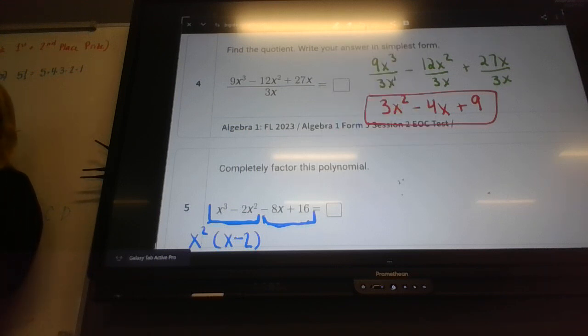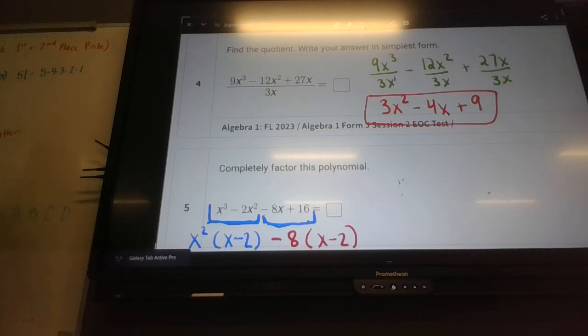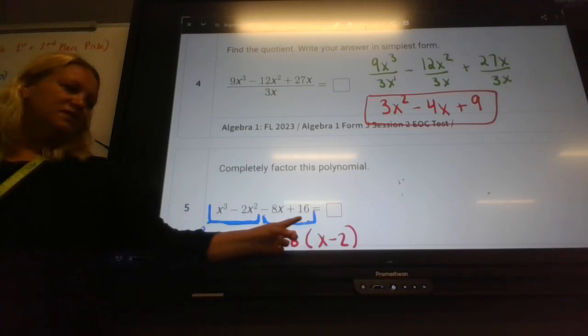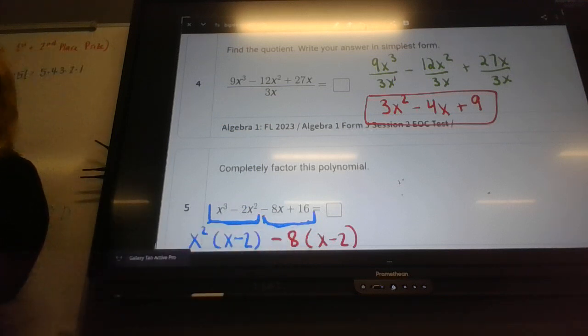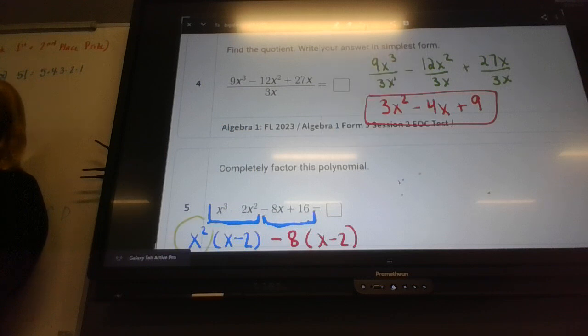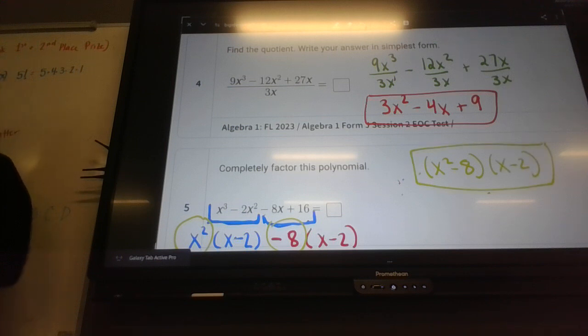And then out of these next two, we'll take a negative 8 out. And that'll be x minus 2. And then probably the only thing you remember about this is that the parentheses have to match. If you've done it correctly, so the parentheses match, you know you're in a good place. X squared minus 8 goes together. And then x minus 2 stays. And that is the factored form. That's called factor by grouping.